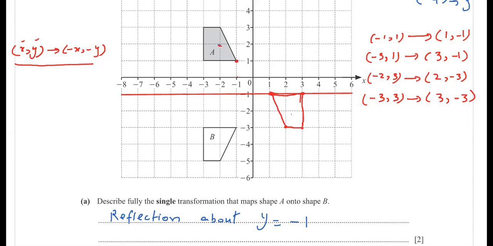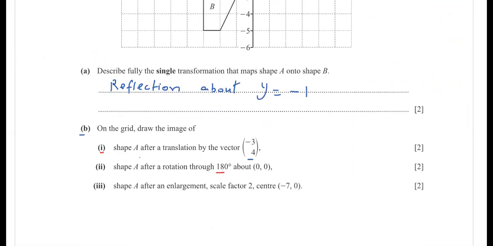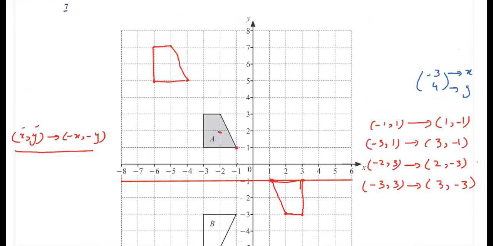So this shape A has been rotated about (0, 0) through 180 degrees. Next, part B3 is shape A after an enlargement of scale factor 2 with center (-7, 0). So first, you need to focus on the center, because this time the center is not (0, 0). Where is (-7, 0)? Let's see, this is (-7, 0). So this will be your center of enlargement.